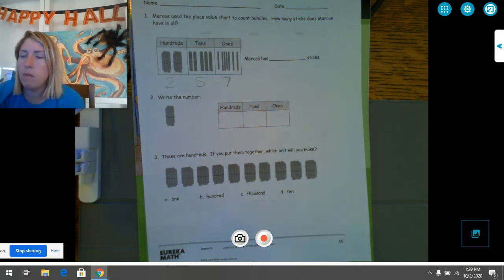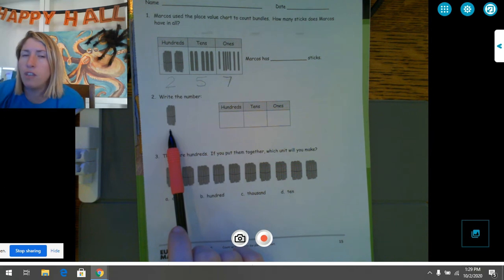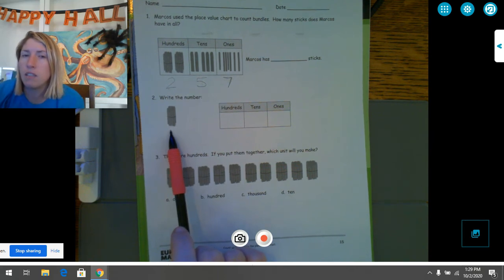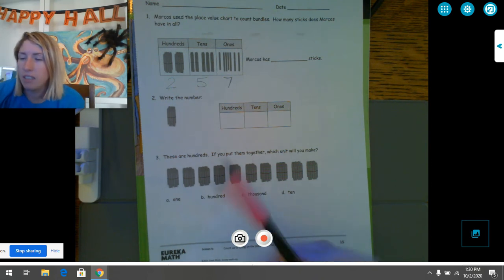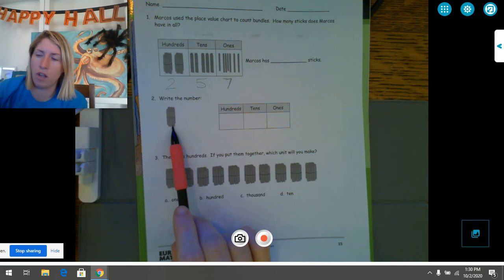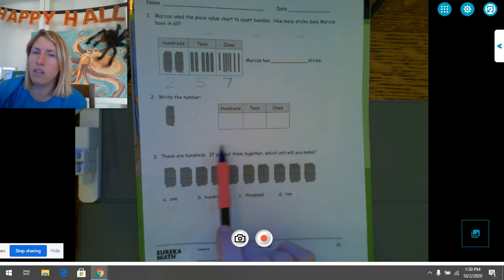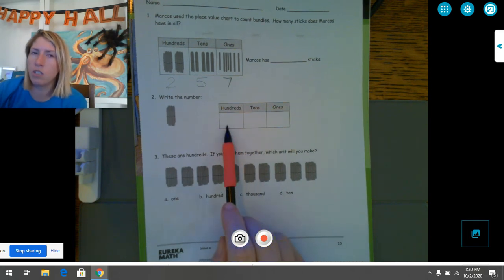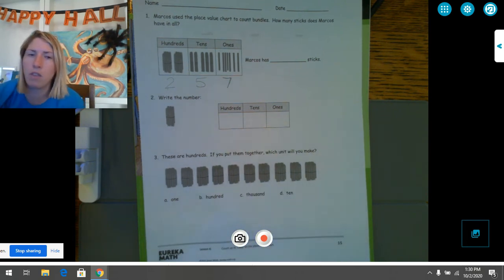Okay, next, problem number 2. It says write the number. So what is that bundle? It's the big fat bundle. Hopefully you remember what it is. Is it 100 or 10 or 1? And I only see that one bundle of sticks there, straws. Nothing else, just that one large bundle. So you need to look over here on the place value chart and say, how many hundreds are there in this number? How many tens are there? And how many ones are there?